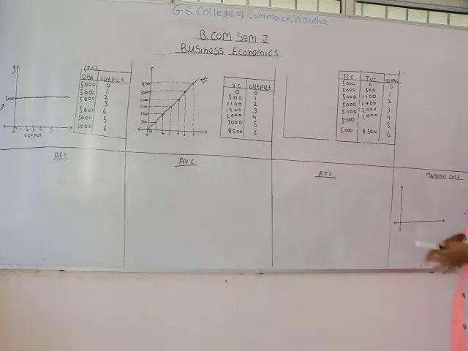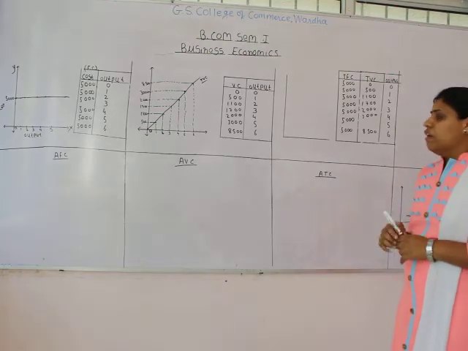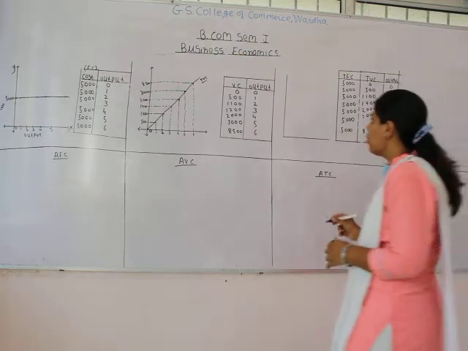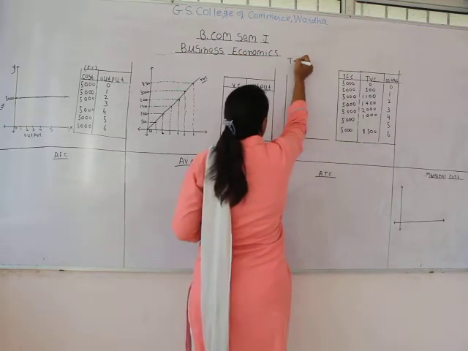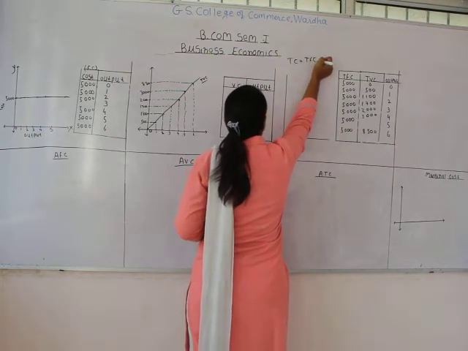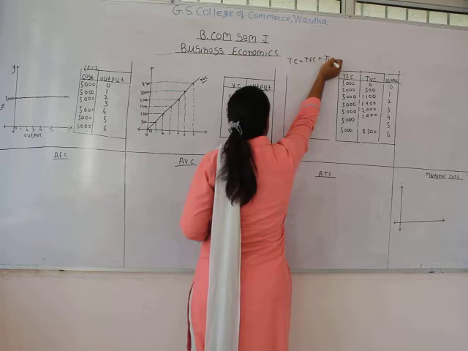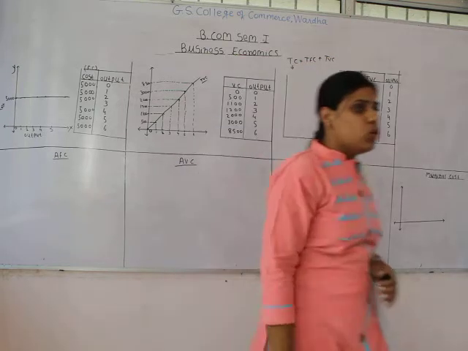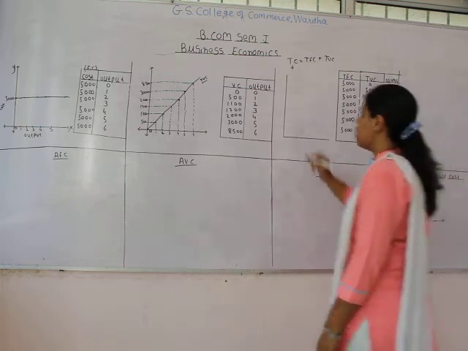The next one we are going to see is total cost. When we talk about total cost, what is basically total cost? Total cost is the summation of total fixed cost plus total variable cost, and this total cost is also known as semi-variable cost.